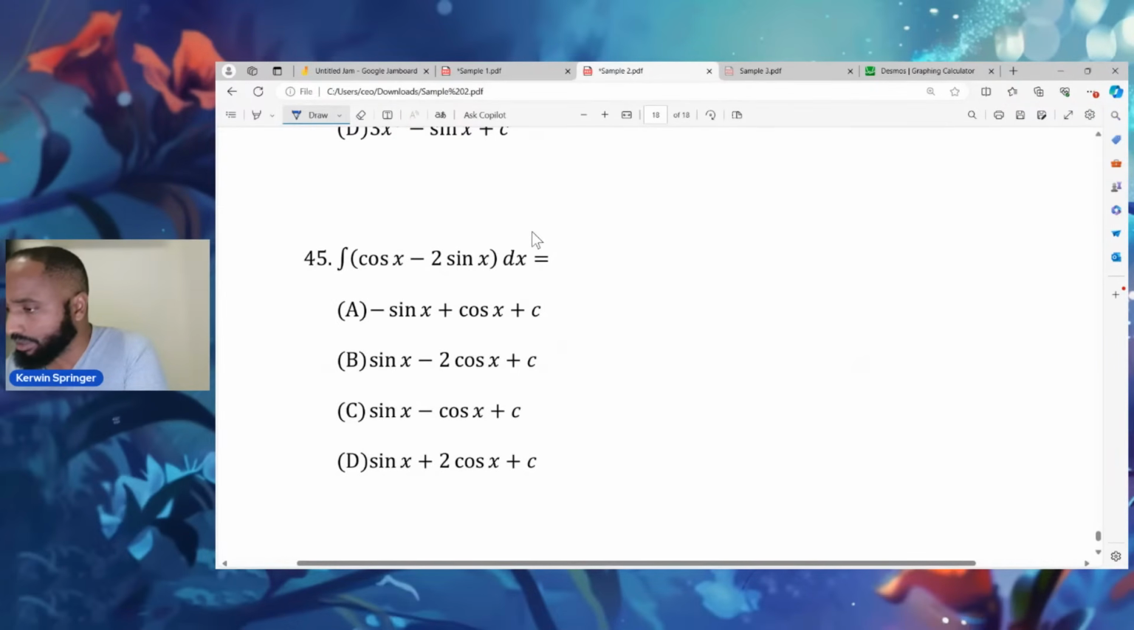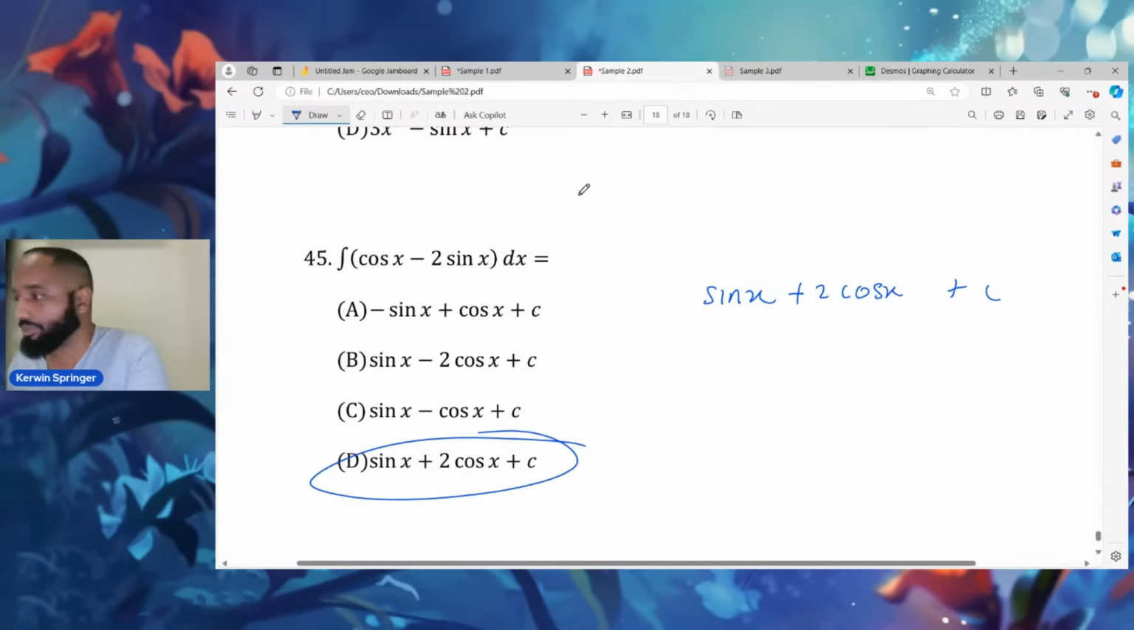Some really easy questions coming on here. The integral of cos x minus 2 sine x. So integrating cos x, you get sine x again. Integrating sine x, the sign will switch, so this will switch to cos x. So you get sine x plus 2 cos x plus c. D.